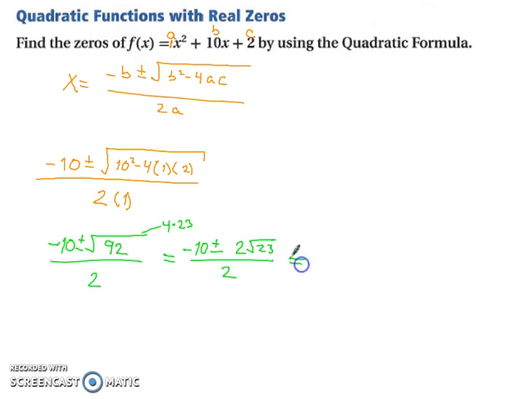One last step. You have a binomial. You can divide the negative 10 by 2, which leaves you with negative 5. And you can divide the 2 square roots of 23 by 2, and that leaves you with simply the square root of 23. So your end result is negative 5 plus or minus the square root of 23.